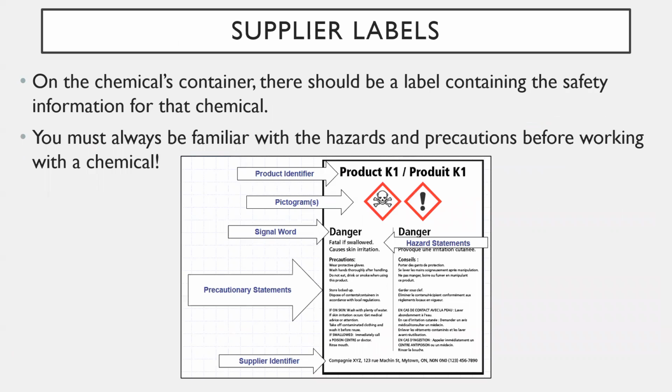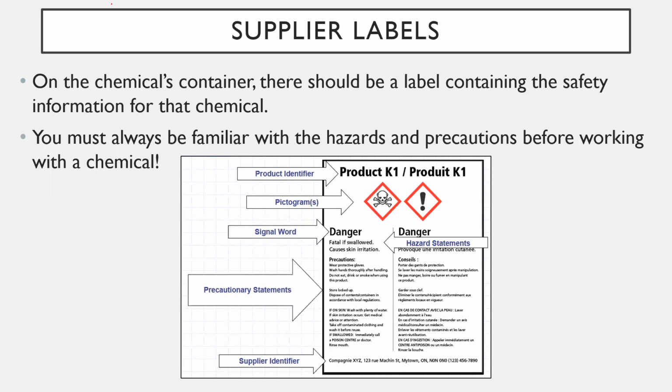All right, supplier label, I mentioned that just a second ago. On the chemical's container, there should be a label containing the safety information for that chemical. You must always be familiar with the hazards and precautions before working with a chemical. In other words, you need to make sure you see what's on that supplier label and understand what you need to do if something bad happened.